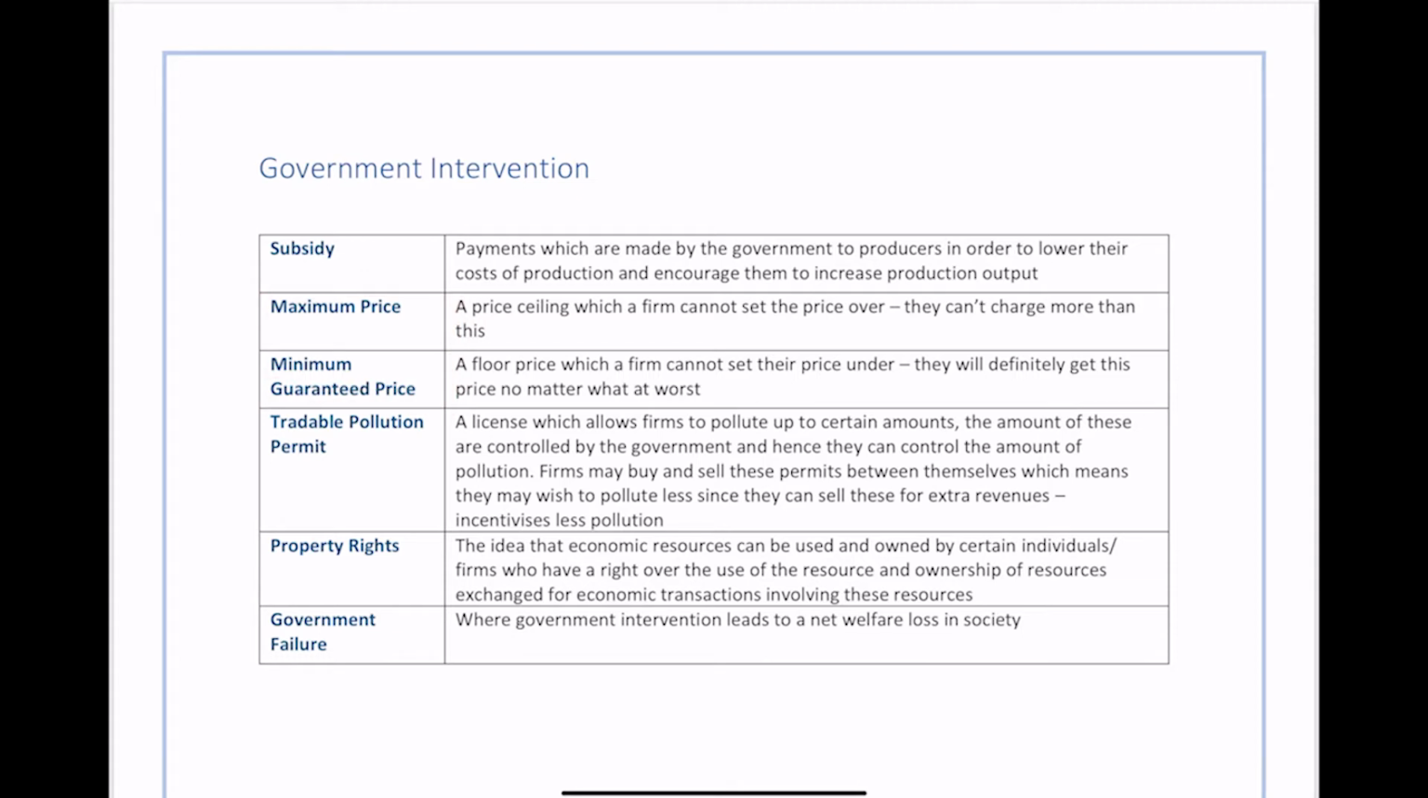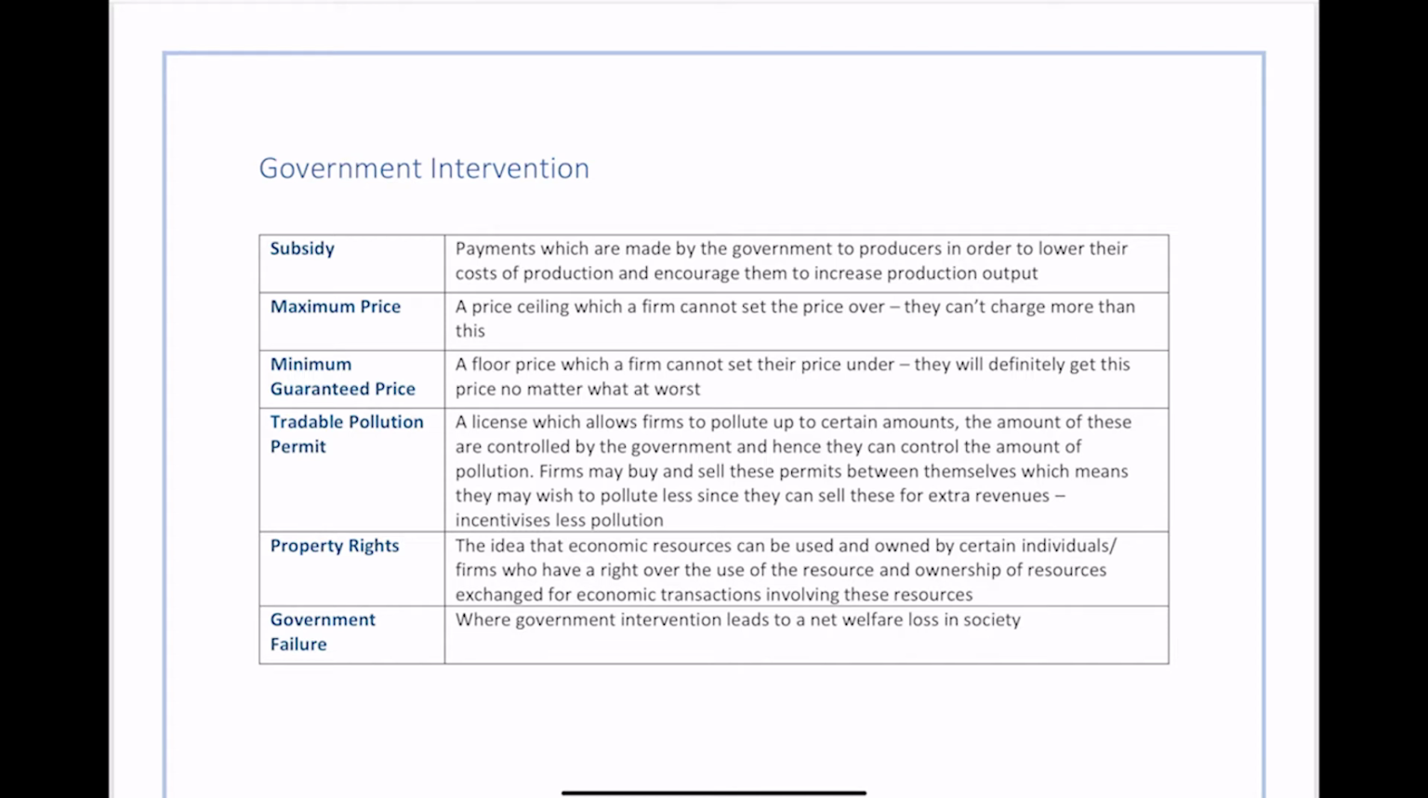So maximum price is basically a price ceiling which a firm cannot set their price over, so they can't charge more than a certain amount. A maximum price is basically good for some consumers, knowing that they won't have to pay above a certain price to get something. So people can't just randomly set their prices really, really high.